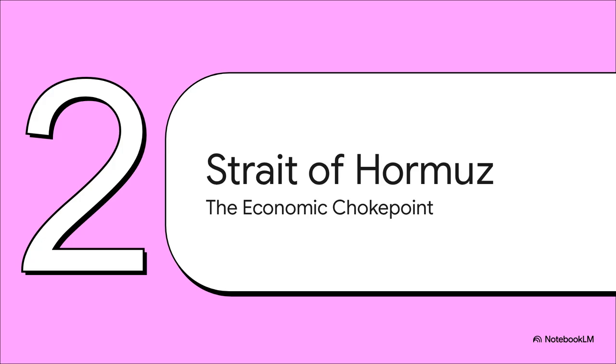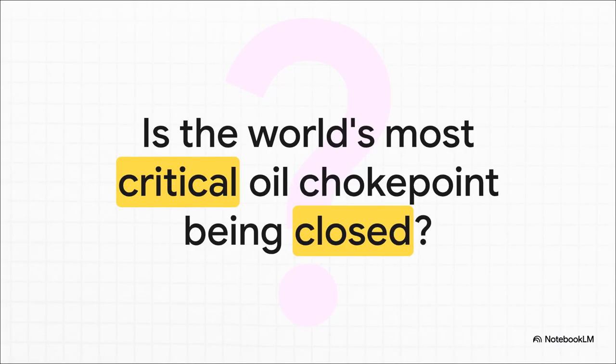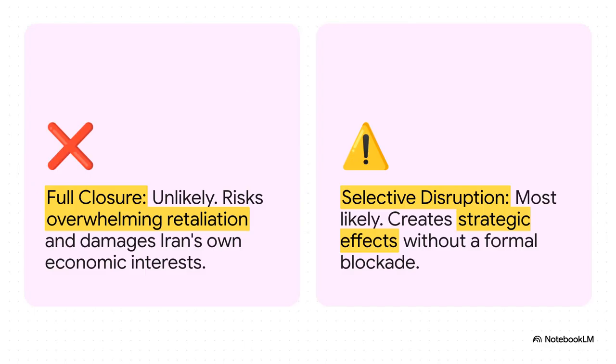All right, so from the air inland, let's move to the sea. The conflict's second major front is maritime, and it's centered on the world's most vital oil artery, the Strait of Hormuz. And this brings up the critical question, one that has huge implications for global markets and security. Is the world's most critical oil choke point being closed? Any disruption here could have immediate, widespread consequences.